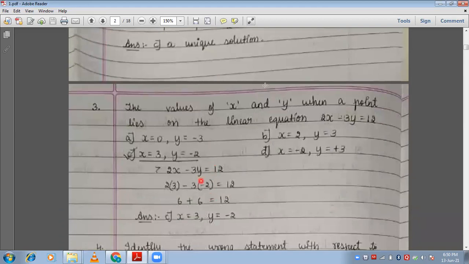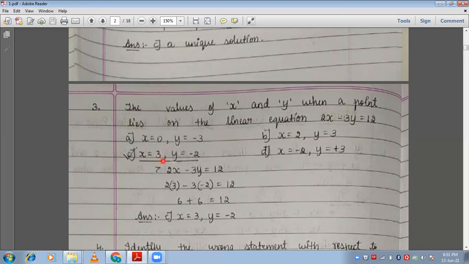Next, third question. The values of x and y for which a point lies on the linear equation 2x minus 3y is equal to 12. Now, they give us four choices. First one is x is equal to 0, y is equal to minus 3. When you put x equal to 0 and y equal to minus 3, you will get 9. So 9 equals 2? No, LHS not equal to RHS. Then go for the second option. For the second option also, you won't get LHS equal to RHS. Then go for the third option.